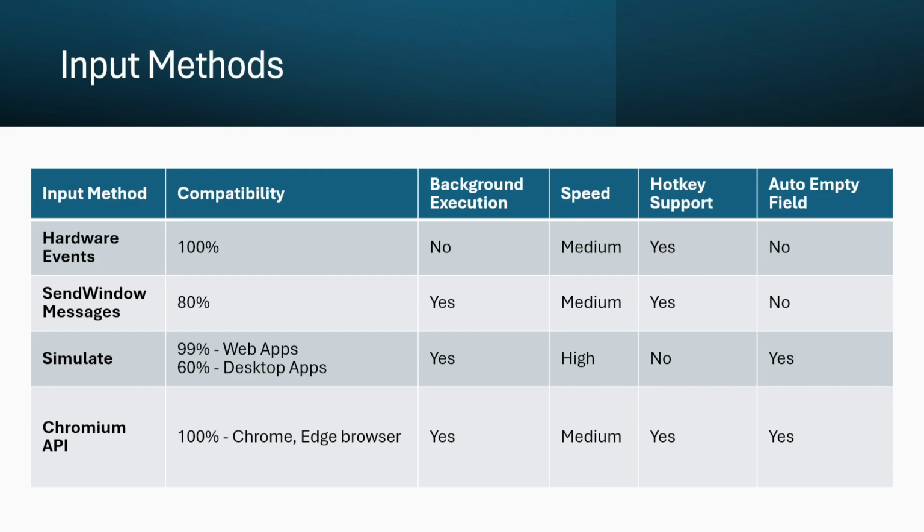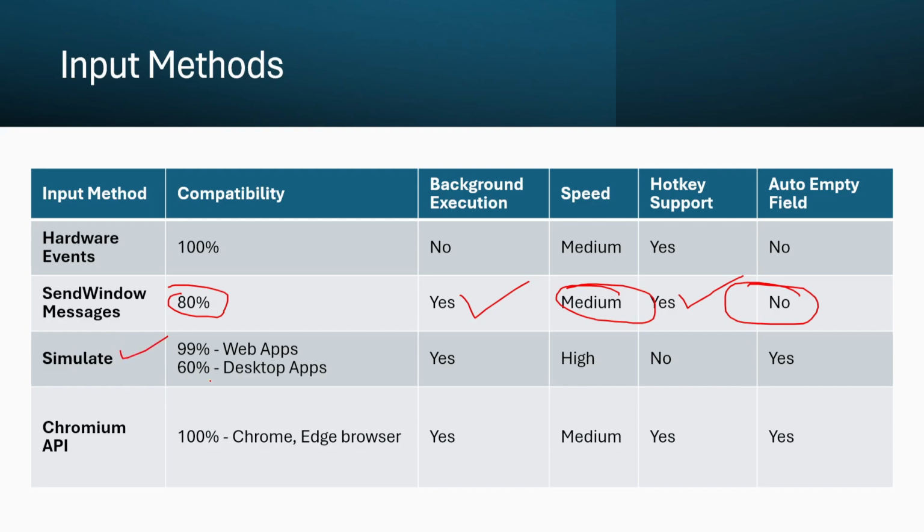So suppose that you have to use some special key like Control, Shift, Enter or any button, right? So you can use with hardware events. Auto empty field, no. So if you are typing anything there in any text box, it will not auto empty that field. Then the next one is send window message. So send window message is compatible for 80% of the applications. It supports background execution. Its speed is also medium. It also supports hotkey. It also doesn't empty the text box or text fields.